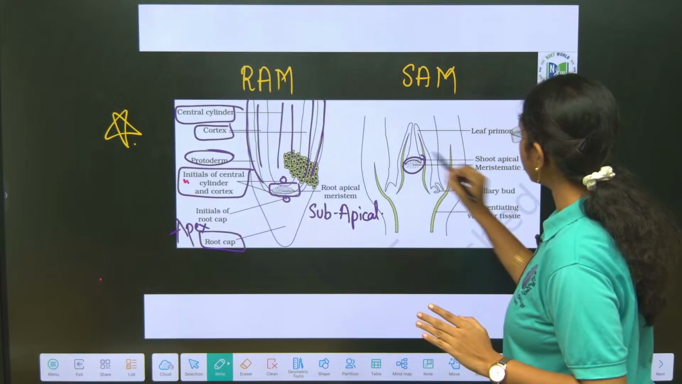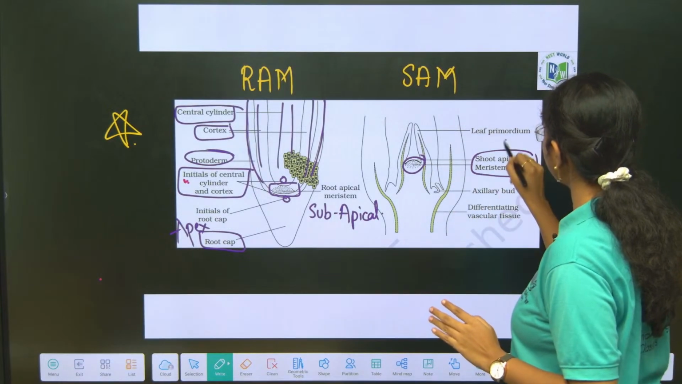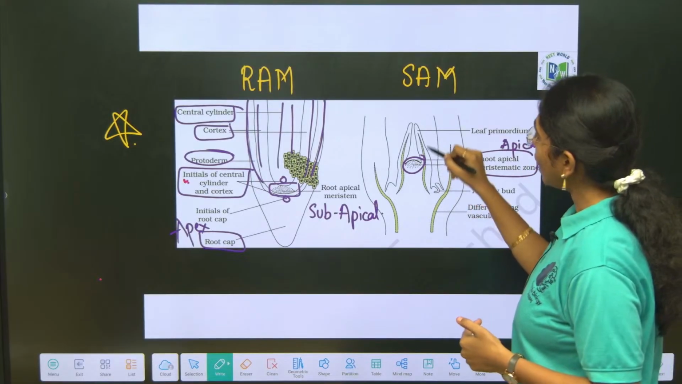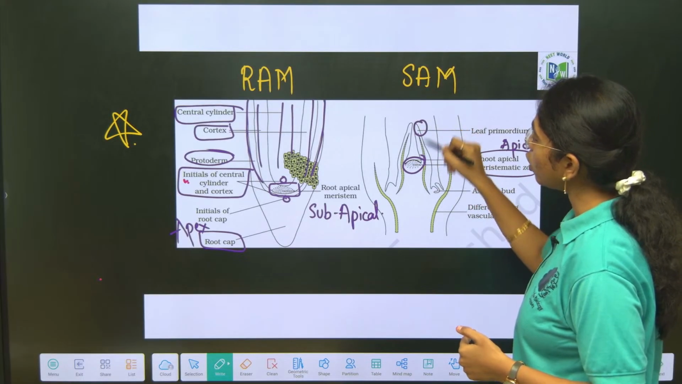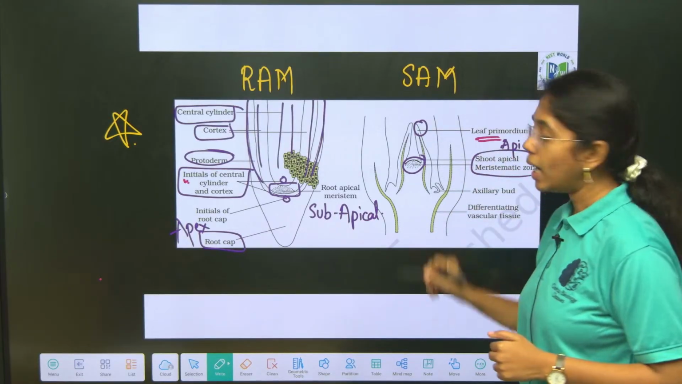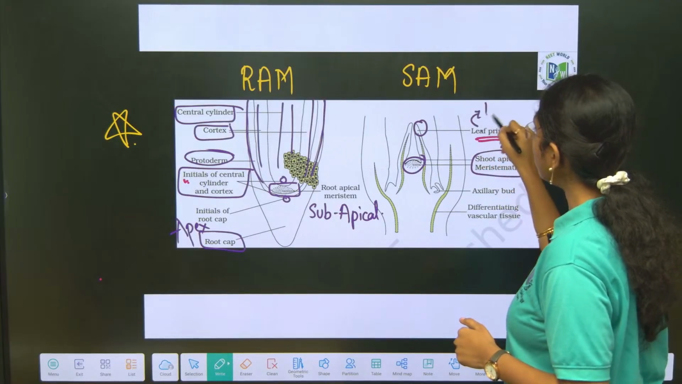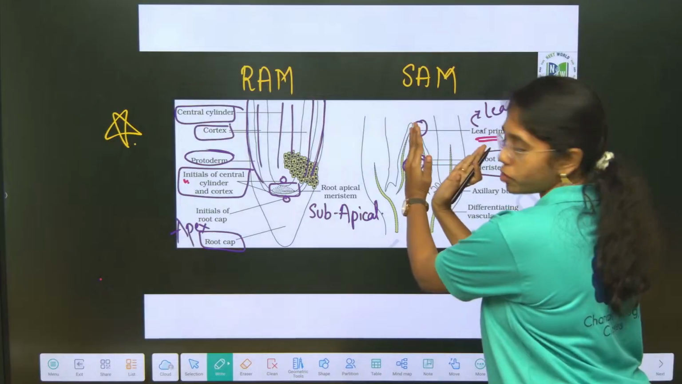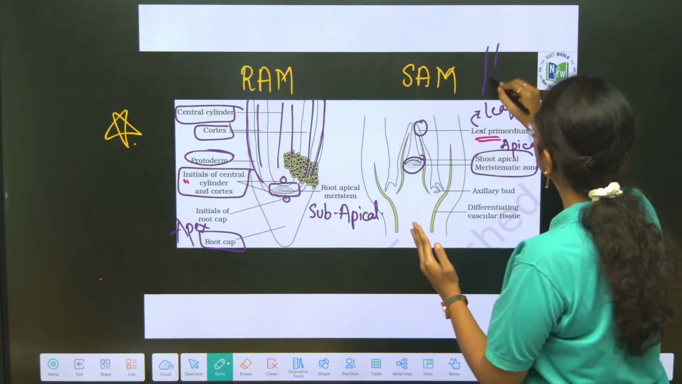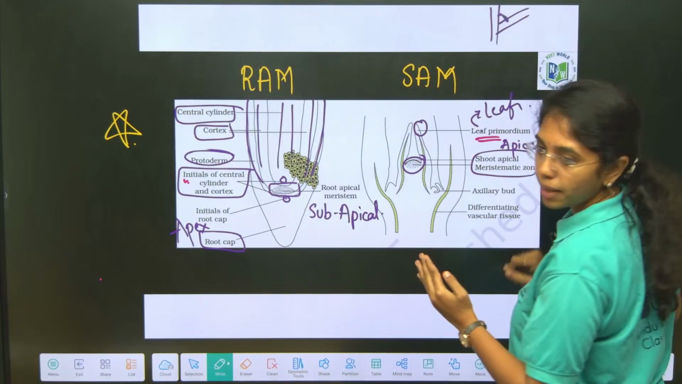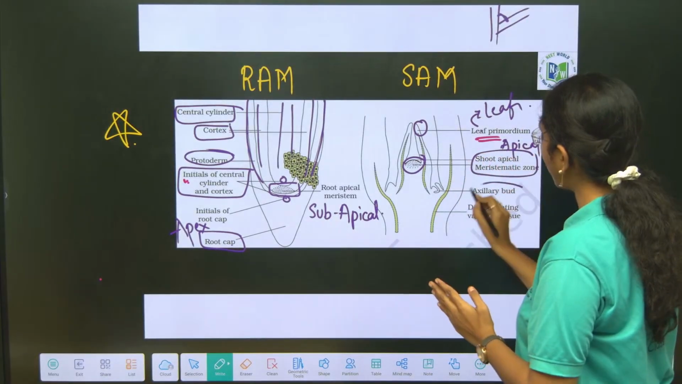Shoot apical meristem is present at the apical region. In very close proximity with the shoot apical meristem you have what? Leaf primordia. This leaf primordia will mature into a leaf. And at the axillary position, meaning at this position, this is the axillary position. At the axillary position you have what?